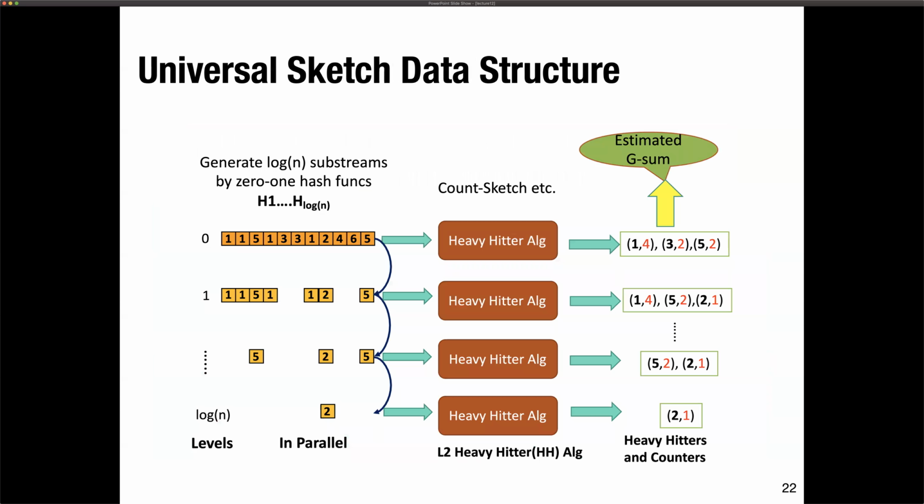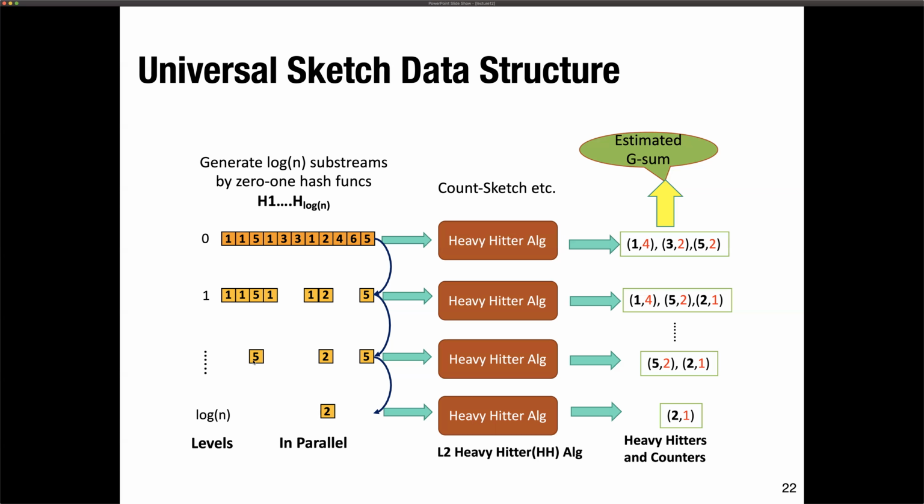So let's try to build a bit more intuition here. You have this data stream coming in, and n is the number of elements. Now you can generate log n substreams by 0, 1 hash functions, where you selectively take out some of the unique elements. In the first case, they have taken out 3, 4, and 6. So given their absence, which of them are heavy hitters in this substream? It is 1 and maybe 5.